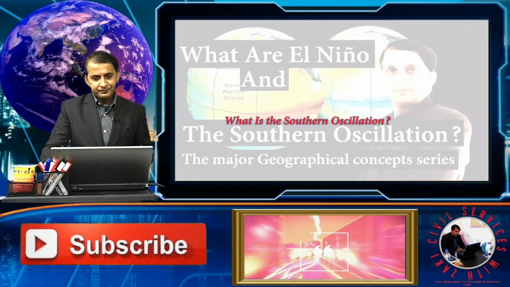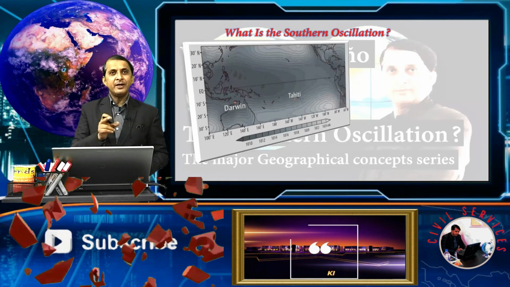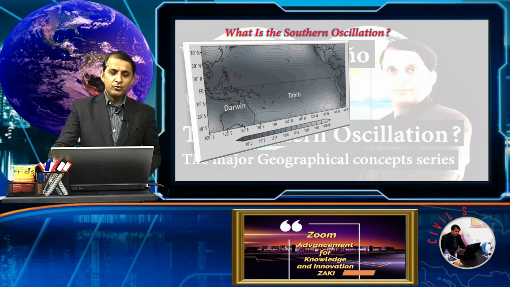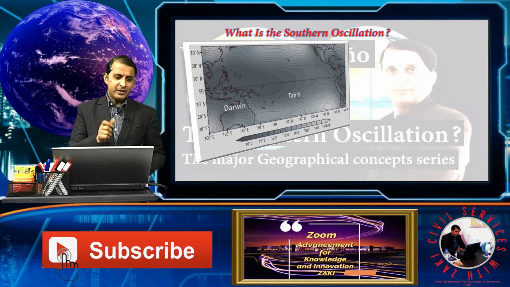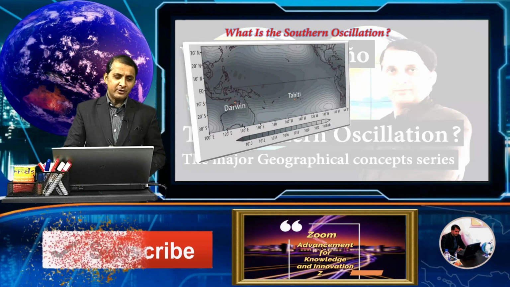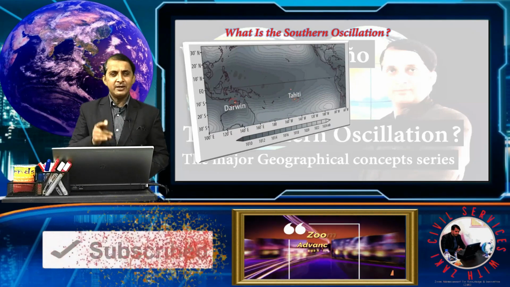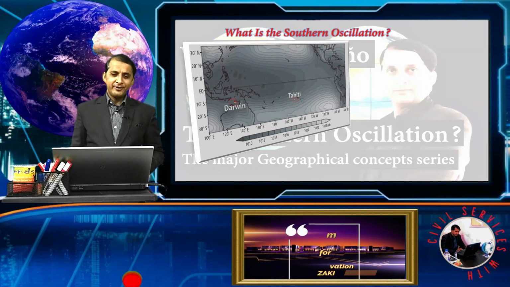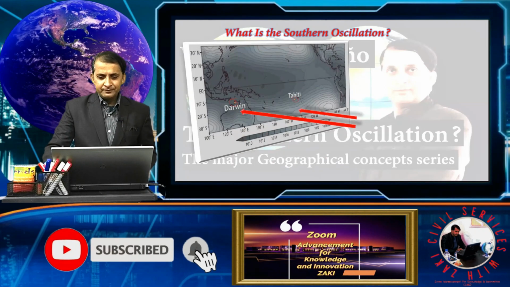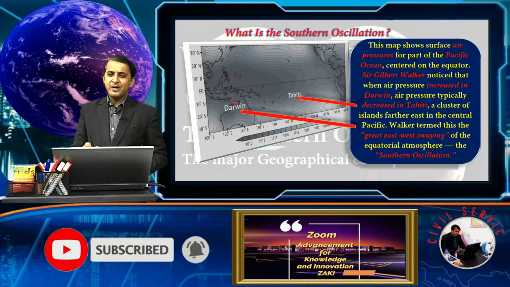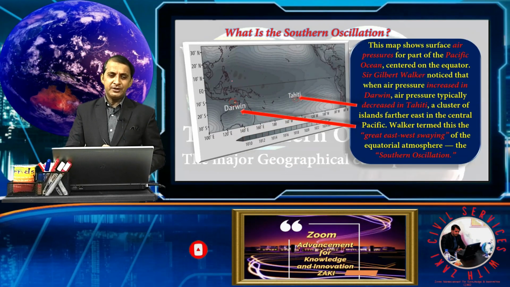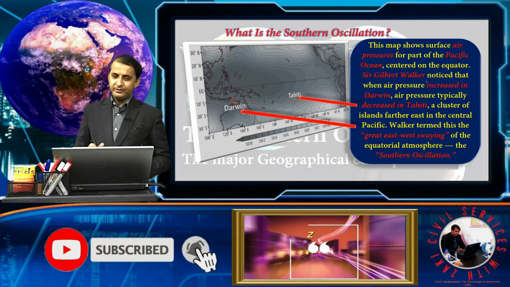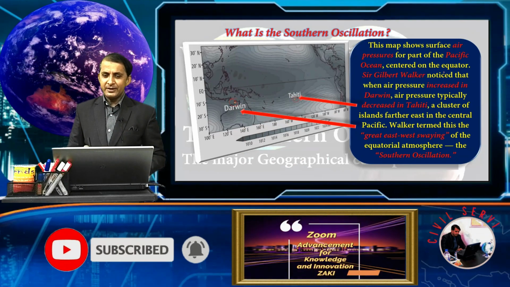So see here, basically it is related to the southern oscillation. So what is southern oscillation? See here, two places in the southern hemisphere, one in Australia called Darwin and another is Tahiti, situated in the island chain in the central Pacific. So see here, two places. This map shows the air pressure. This is the air pressure map of the equatorial Pacific region, basically centered on the equator.